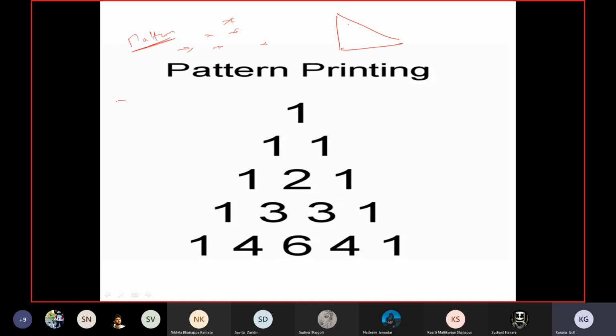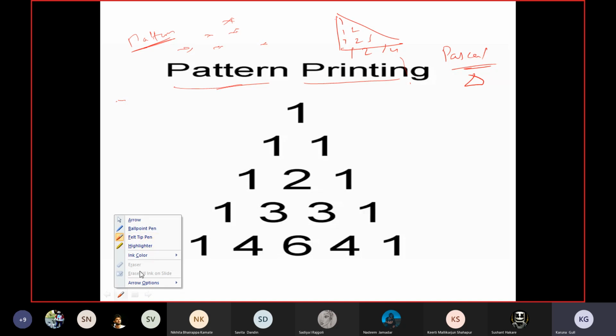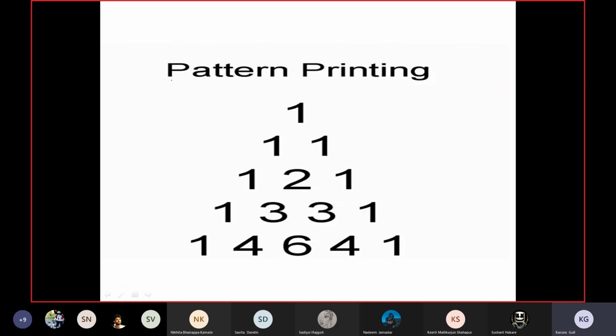Maybe a numbering pyramid. I wrote something like 1, 1 2, 1 2 3, 1 2 3 4, something like this. Similar to that, today we'll talk about pattern printing again, but in this case we are going to construct what we call a Pascal triangle, right? So what is this Pascal triangle? You people have already studied this. I'll just brush that up before I proceed with the display of the same thing.